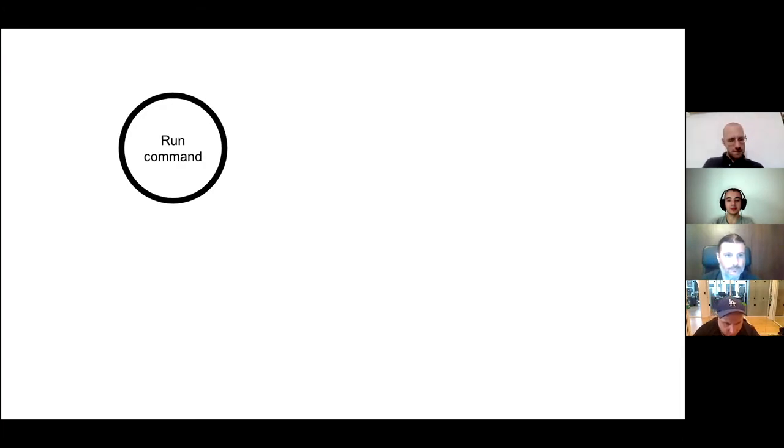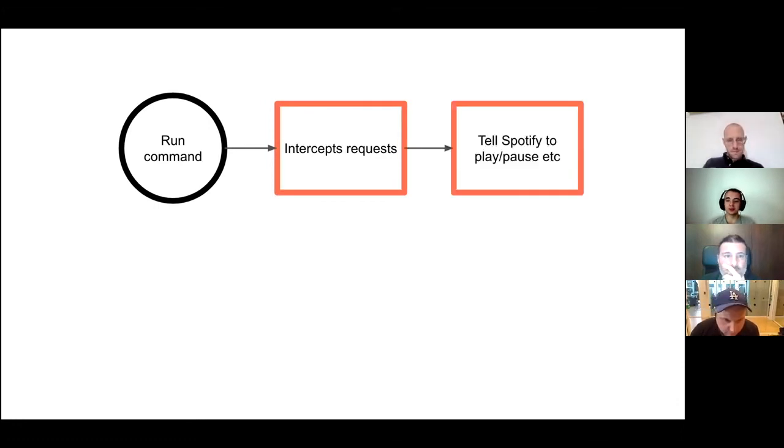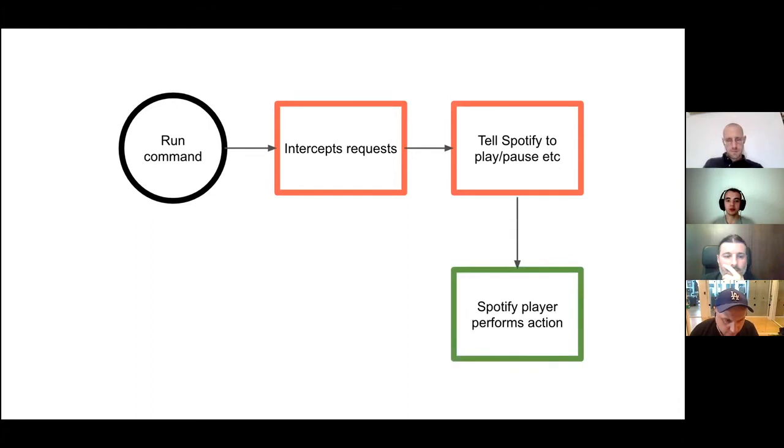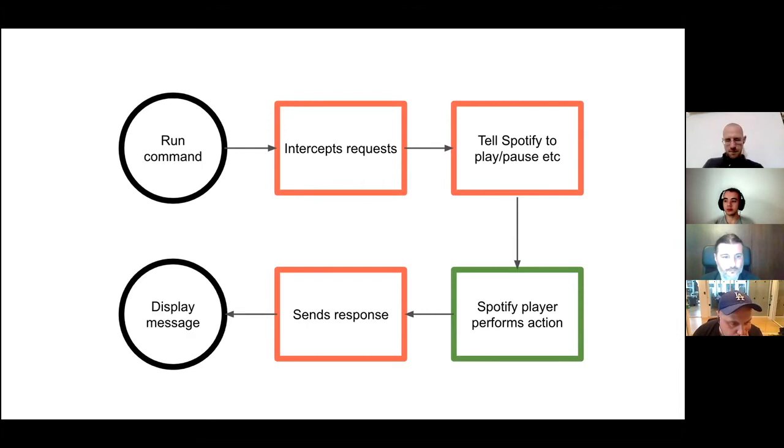Now, I'm gonna explain to you the whole process of what goes on behind the scenes. So I run the command. It makes a request to n8n. n8n intercepts the request. It tells Spotify to play the song, pause the song, or whatever command I ran. Then the Spotify player performs that particular action. Again, n8n then creates that response that we saw. So we got the name of the song as well as the name of the artist. And then we display the message. So what happens over here? We run the command. The orange boxes over here show n8n. So n8n intercepts the request, tells Spotify what to do. Spotify player does that action. And then n8n sends back some information to our terminal, and then the terminal displays the information.